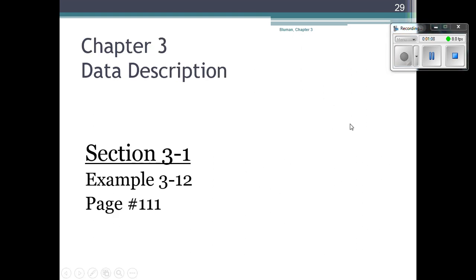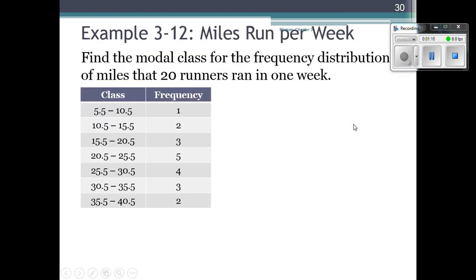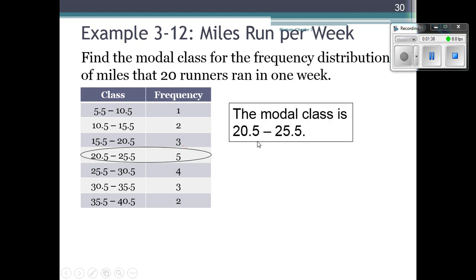For example, this is on page 111. Here is a frequency distribution for 20 runners that ran in one week. We kept track of how many miles they ran. If we were looking for the modal class, we would be looking for the 5 right there, because that is the highest of all the frequencies. So therefore, your modal class is 20.5 to 25.5.